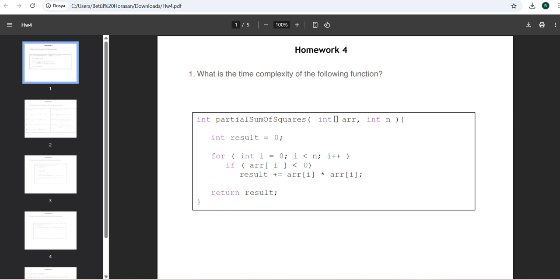The time complexity of this function is O(n), because the for loop iterates through all elements of the array one by one. There is an if condition for each element, and for negative numbers, a multiplication and addition operation is performed. However, since these operations run in constant time, the overall complexity remains O(n). In other words, as the input size increases, the execution time increases proportionally.